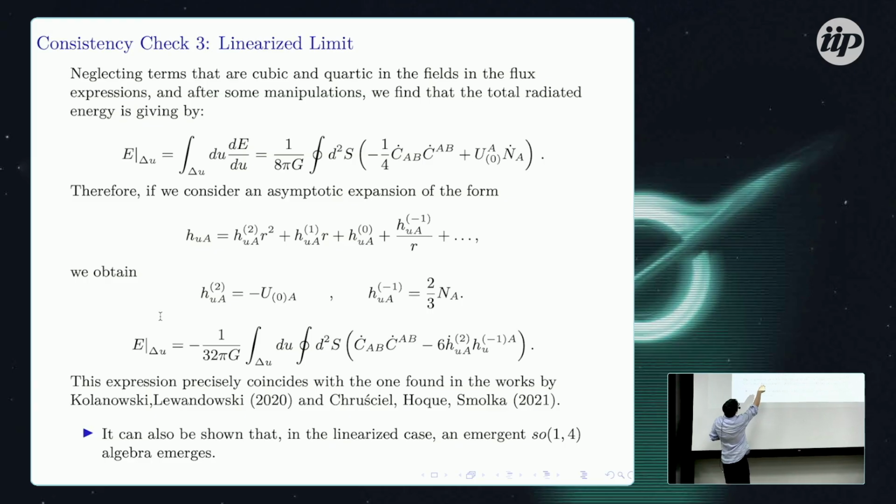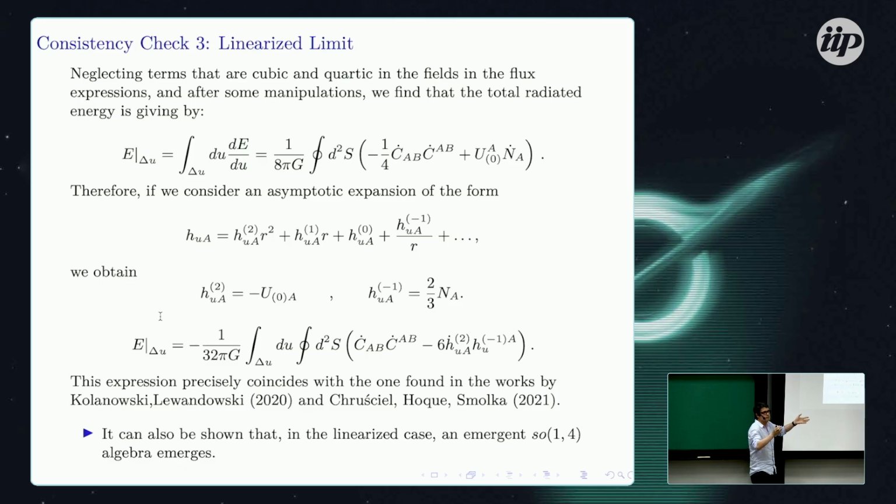Now, if this is the perturbation with respect to the de Sitter metric, and you expand it asymptotically, you can identify these different coefficients with this shift and this quantity, which is called the angular momentum aspect. And if you use our expression, you recover this formula. And this formula was found before independently by Kolanowski, Lewandowski, and Kruschel, Hoque, and Smolka. It's precisely the same expression. So at least it reduces precisely to what we know in the case of de Sitter space. And also, in the linearized case, of course, there is an emergent SO(1,4) symmetry, because this deformation is really small, as we're considering small amplitudes. So we recover the full de Sitter symmetry.